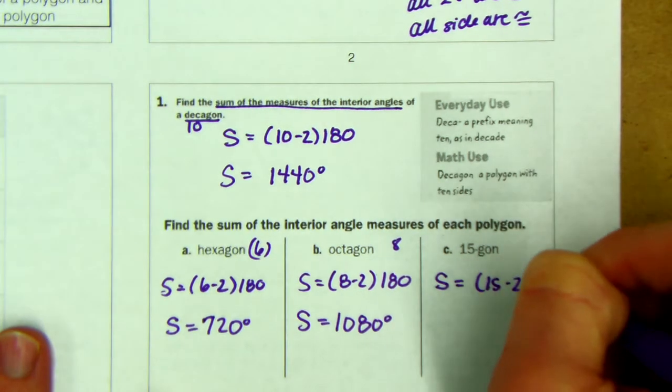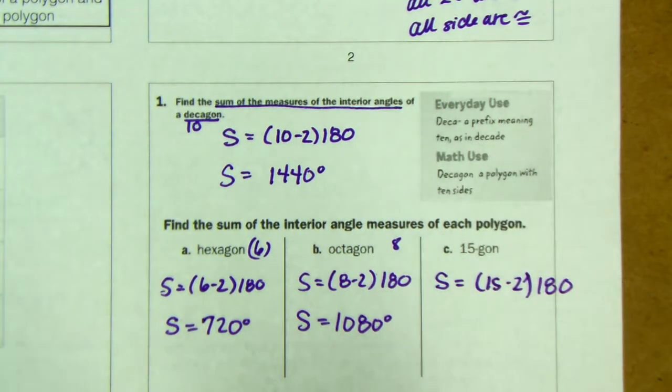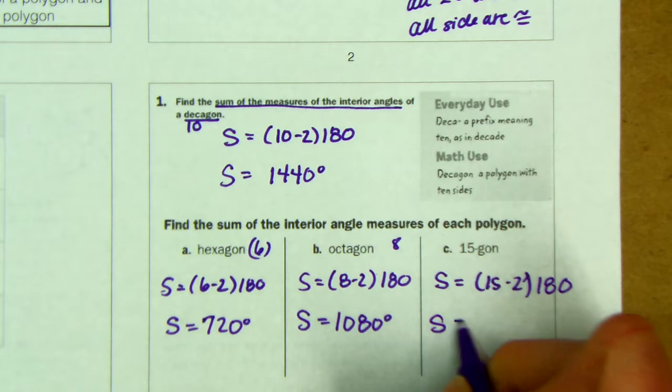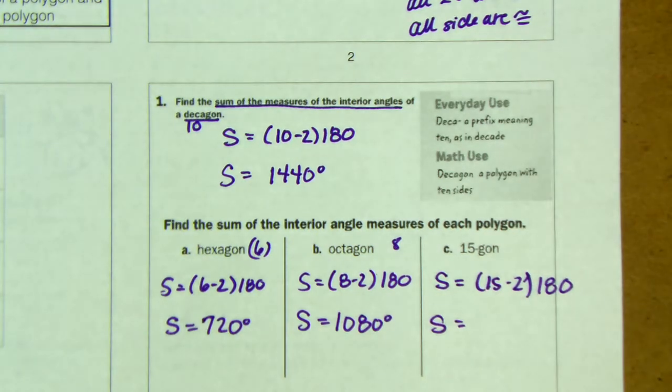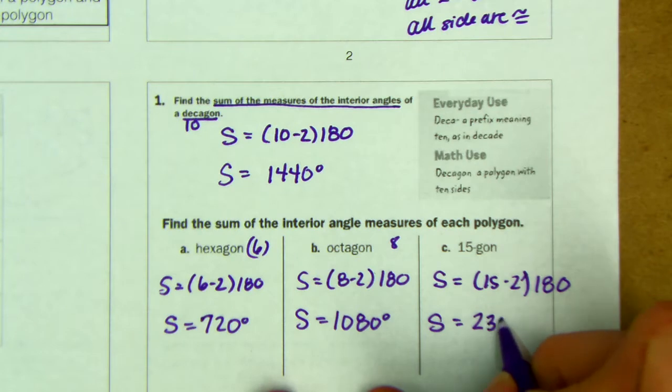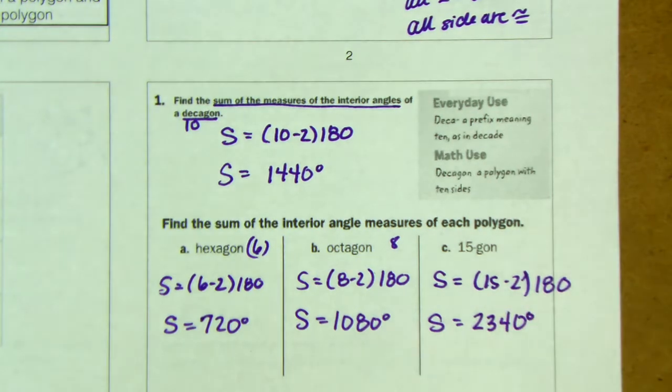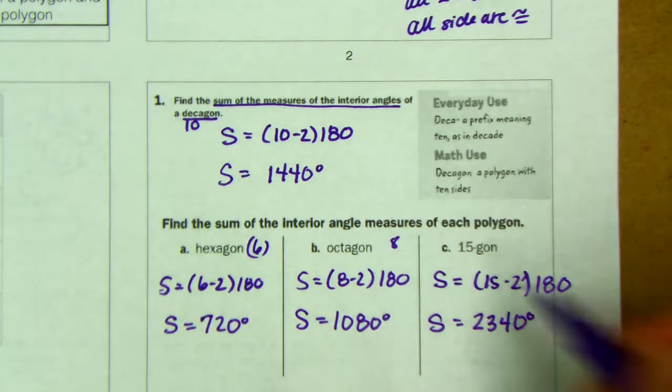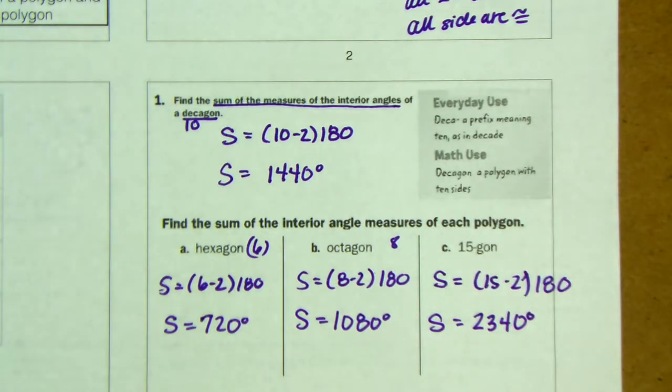Now this is all of them added together, and so obviously the more sides we have, 15 minus 2 times 180, the more degrees we have when we add them all together. So 13 times 180 will give us 2,340 degrees. Obviously, a 15-gon has 15 sides. I didn't have to hint at that. Okay, that is the formula to find the sum, all of the angles added together.